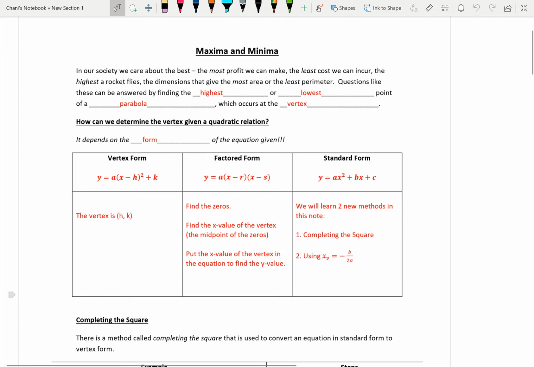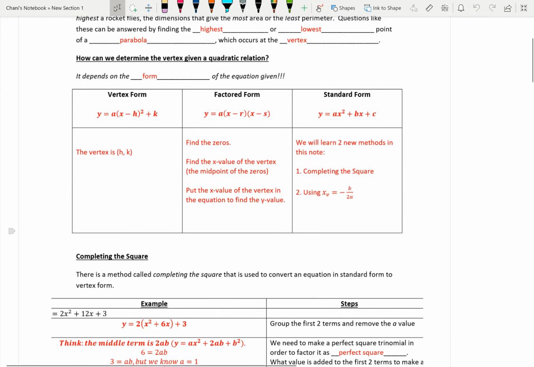So this tells us the most profit we can make or the least cost we can incur, the highest the rocket flies, things like that. So anytime you see most, least, best in a question, you know that you're trying to find the vertex. So how do we find the vertex in a quadratic relation? Well, it depends on the form that we're given.